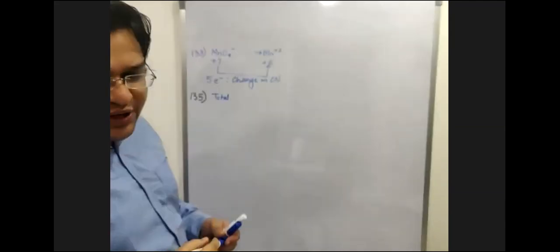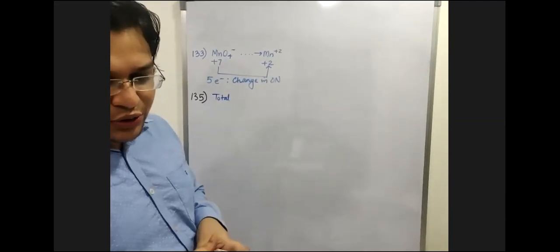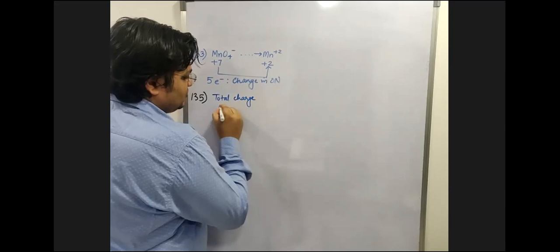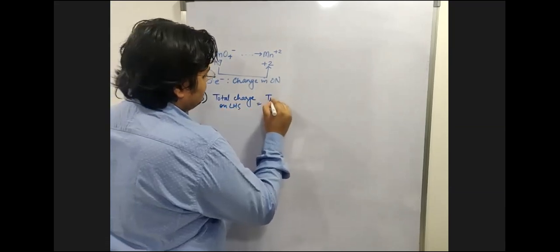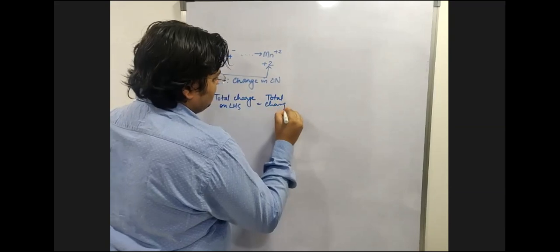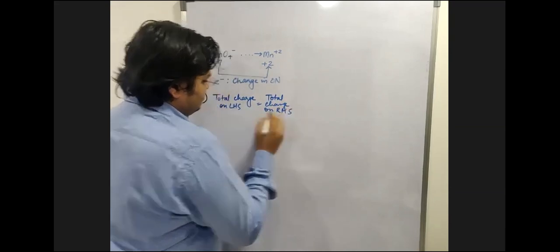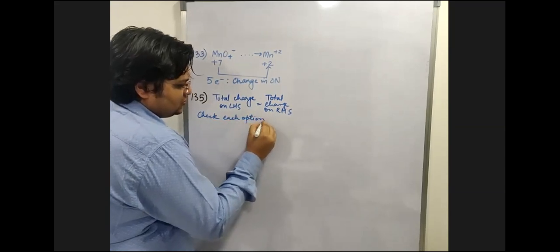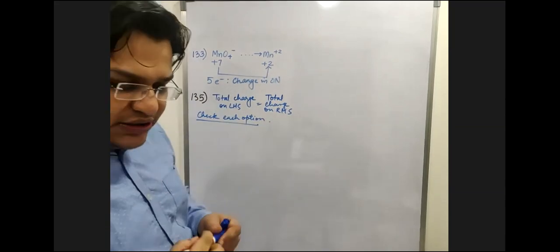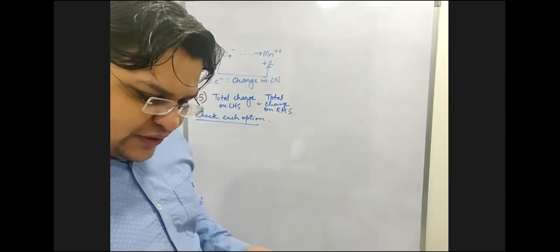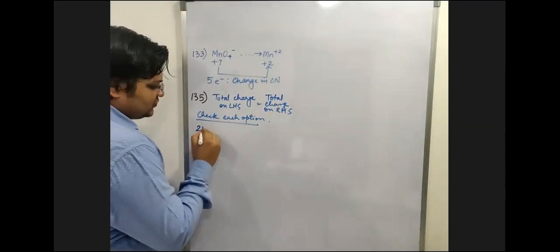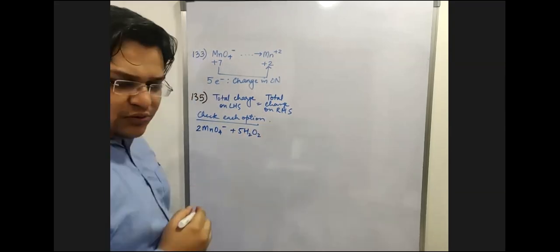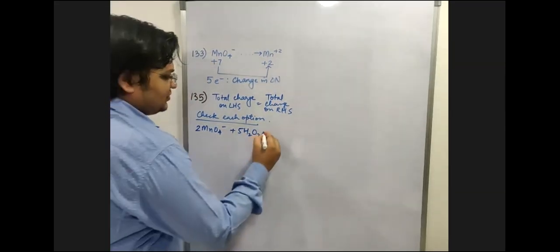Total charge on LHS should be equal to total charge on RHS. Right over there, total charge on LHS should be equal to total charge on RHS. Check each option over there, guys. So if I look at the first thing over there, 2MnO4 minus, 5H2O2 plus 6H plus.